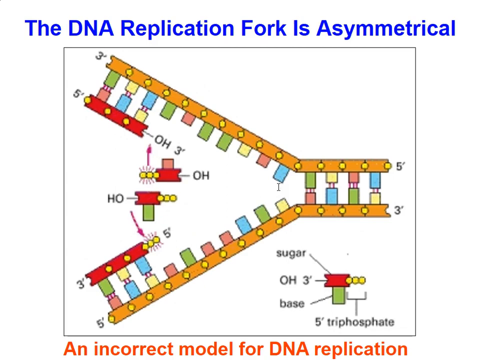So, if it separates, one open end will be the 5' and another open end will be the 3'. It will synthesize 5' to 3' and it will synthesize 3' to 5'. All the people believed both strands synthesize simultaneously. Initially, when the mechanism was not known, all scientists believed both strands synthesize the same way, 5' to 3', 3' to 5'.